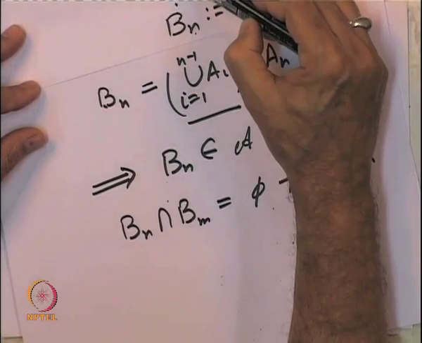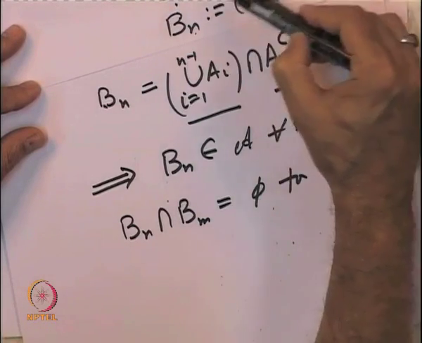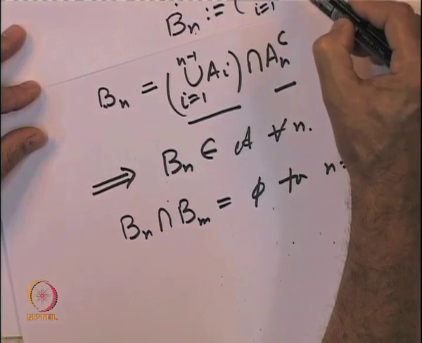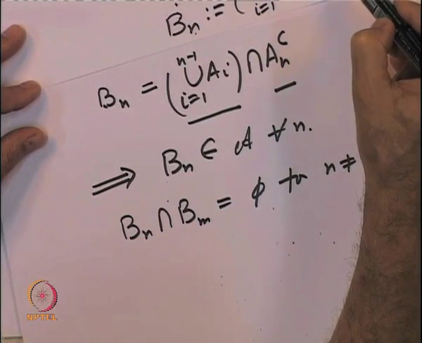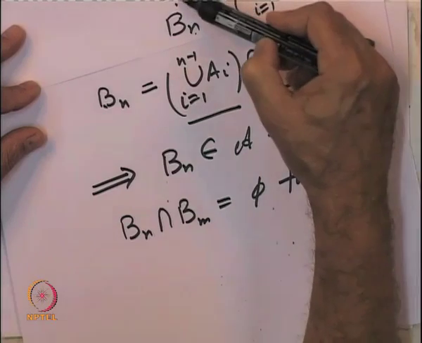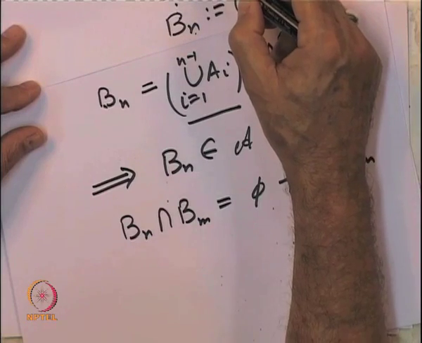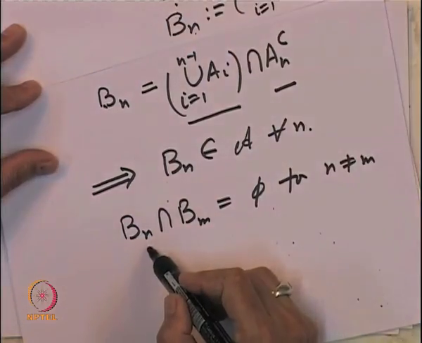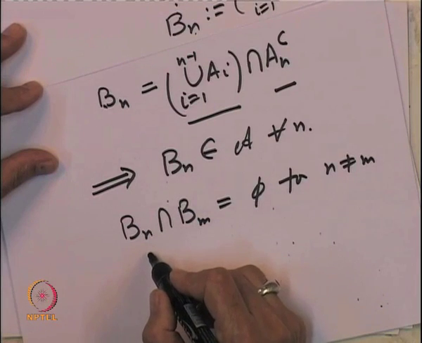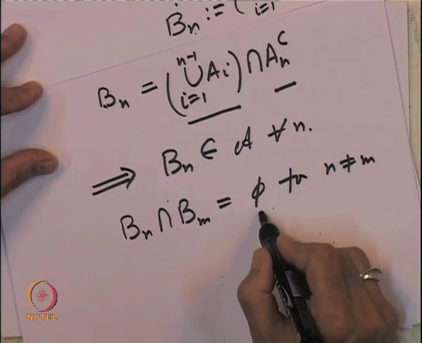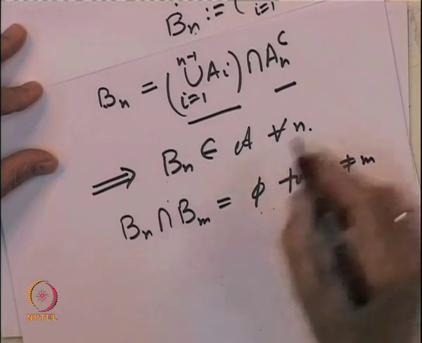So, B 1 and B 2 are going to be disjoint, and B 3 is A 1 union A 2 minus A 3, we have removed what is in A 3. So, this B 3 is going to be disjoint from B 2 and B 1 both. So, in general it is quite obvious that the B n's are pairwise disjoint, they are elements in A.